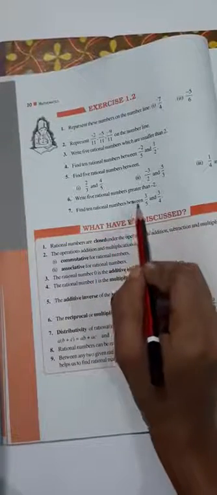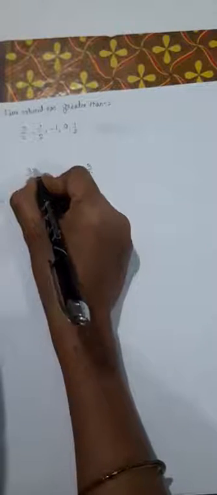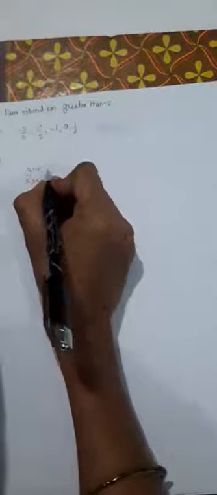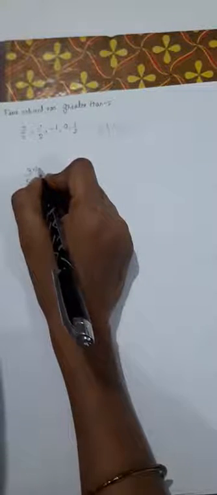Moving to the last question of exercise 1.2 as well as this lesson. Find 10 rational numbers between 3 by 5 and 3 by 4. So here also the denominators are of different values. We will multiply 5 with the 4 and 3 with the 4. Same method as we solved the fourth question.